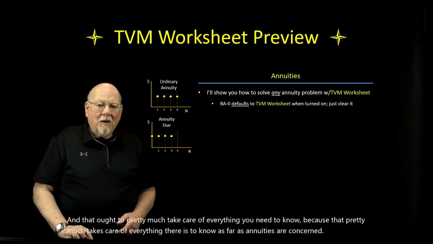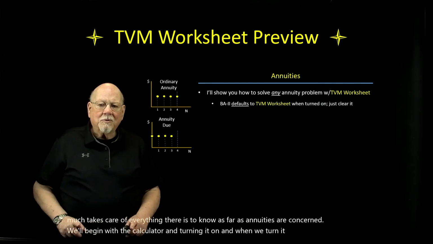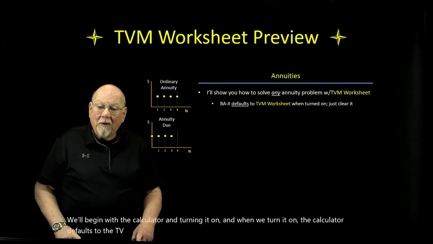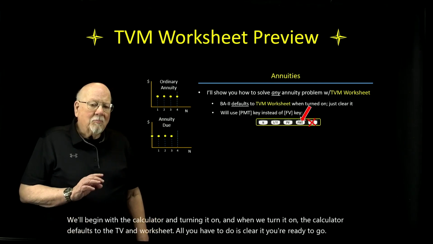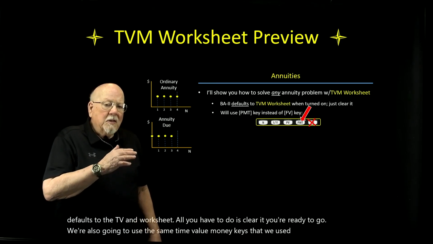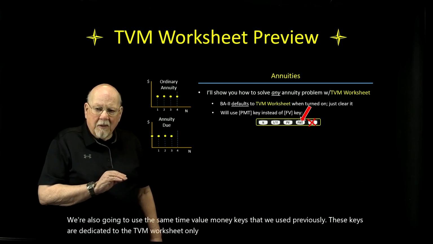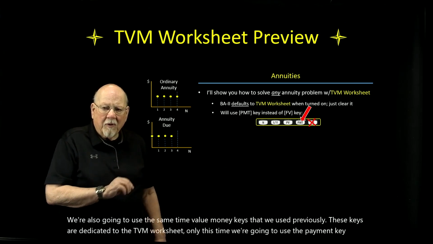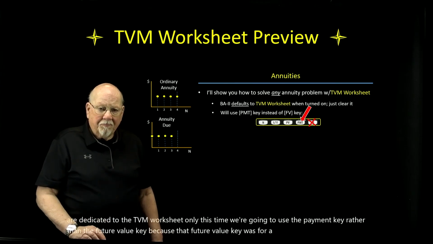We'll begin with the calculator and turning it on. When we turn it on, the calculator defaults to the TVM worksheet. All you have to do is clear it and you're ready to go. We're also going to use the same time value of money keys that we used previously. These keys are dedicated to the TVM worksheet, only this time we're going to use the payment key rather than the future value key, because that future value key was for a single future sum.